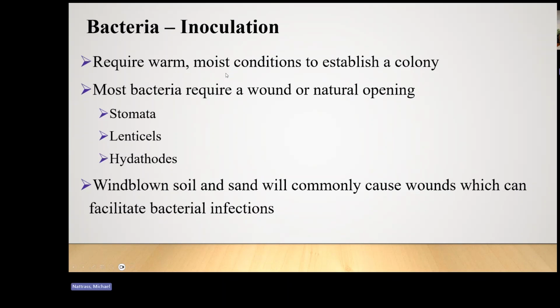What's important is to understand the environmental conditions. In general, most of our bacteria and fungi are going to prefer warm, moist conditions because that's their ideal environment. The way they get in there, as we talked about in 2.1, is through the stomata, because that's an opening. We've also got the lenticels and the hydathodes.